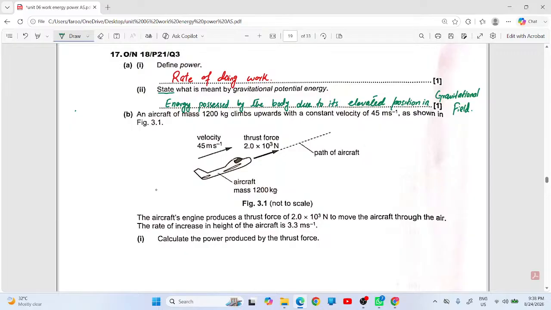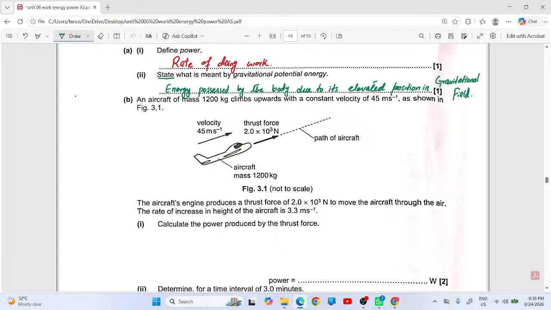Next, read. An aircraft of mass 1,200 kilograms climbs upward with a constant velocity of 45 meters per second as shown in figure 2.1. The aircraft's engine produces a thrust force of 2.0 multiplied by 10 raised to power 3 to move the aircraft through the air. The rate of increase in height of the aircraft is 3.3. Calculate the power produced by the thrust force. The rate of increase in height means change in height.